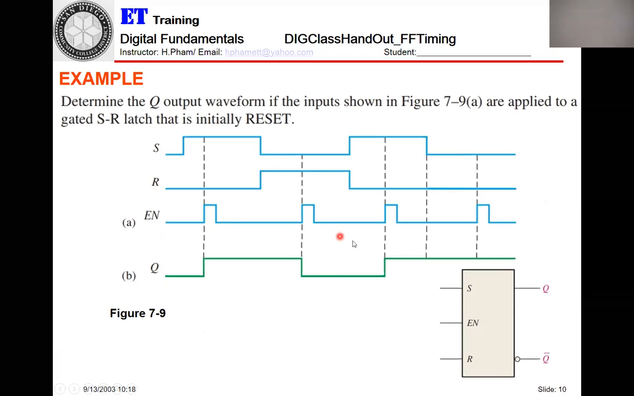Mr. Pham, when we apply enable high, by one, Q changes, right? That's right, Q only changes when enable is 1. If enable is 0, no matter how S and R change, Q still has to be no change. That's what they control by enable.